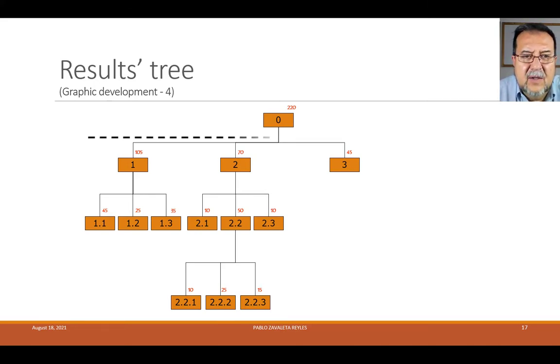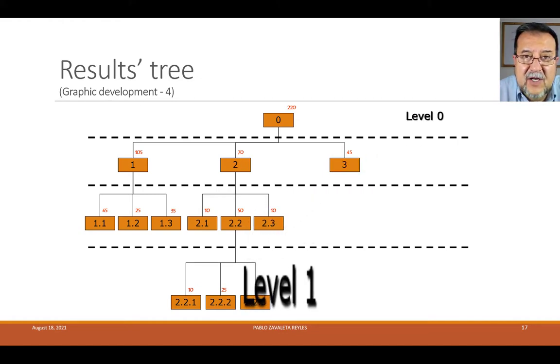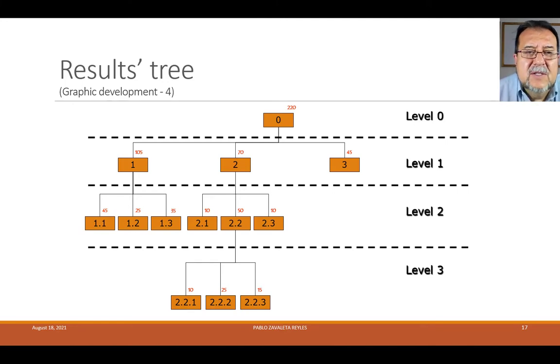Just as a reminder, we're talking about 4 levels here. Level 0, the highest, level 1, 2, and 3. Being 3, the one with the most disaggregation, where our results are smallest. There are certain rules that we must comply with here.